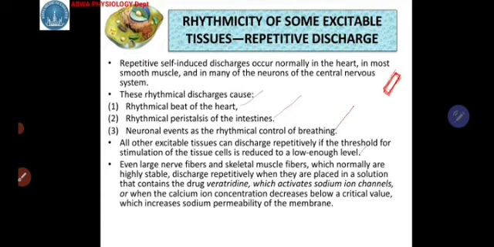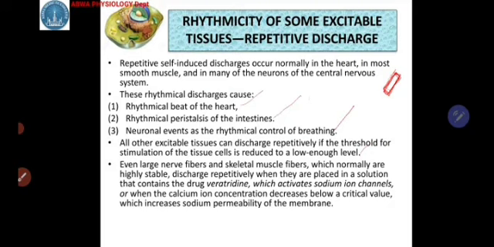Even the large nerve fibers and the skeletal muscle fibers, which are normally highly stable, discharge repetitively when they are placed in a solution containing a drug, veratridine, which activates the sodium channels, or when the calcium ion concentration decreases below the critical level.